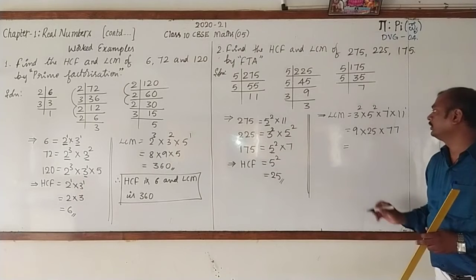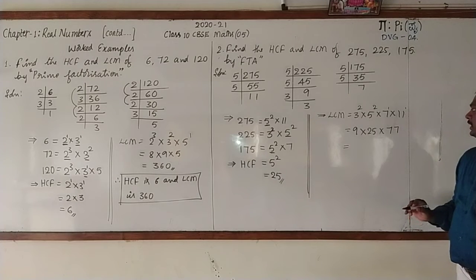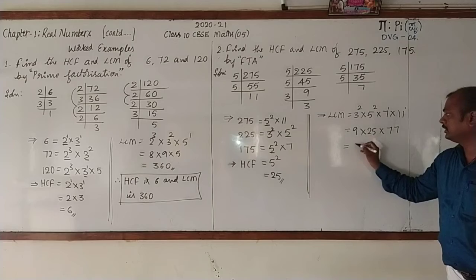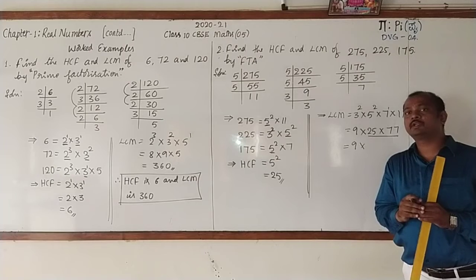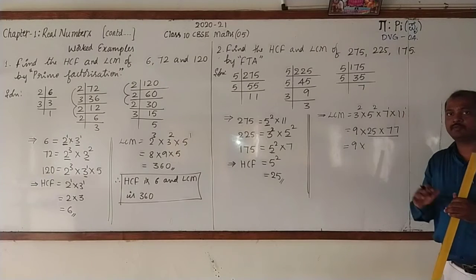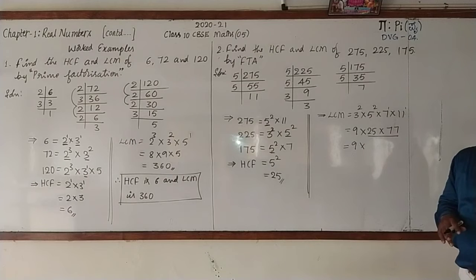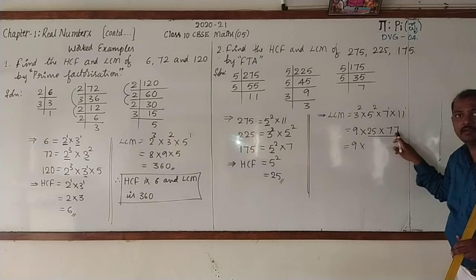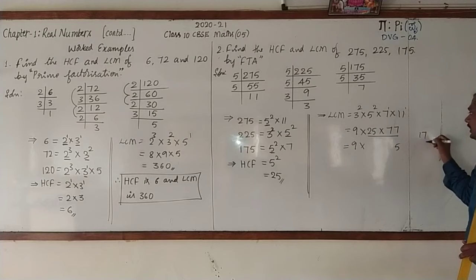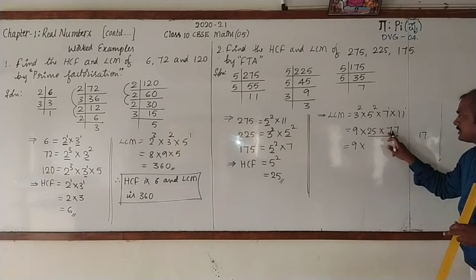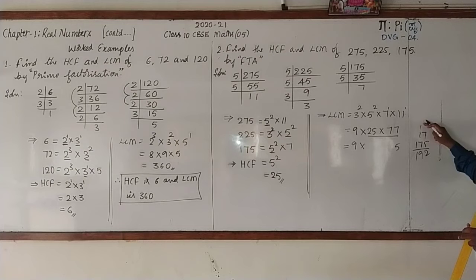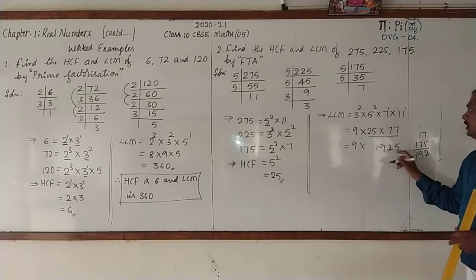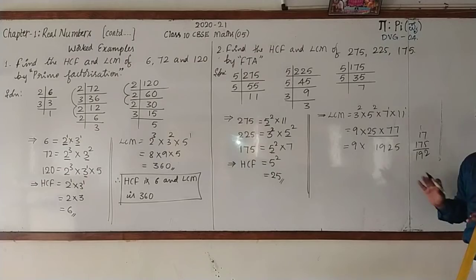Now, to make the calculation simple, you can go for this method. 9, keep that as it is, go for multiplying these, because we are very familiar with the table: 25 and 77. 25 sevens are 175. 17 will remain. 25 elevens are 275, so 77 times 25 is 1925. I hope that you have understood.